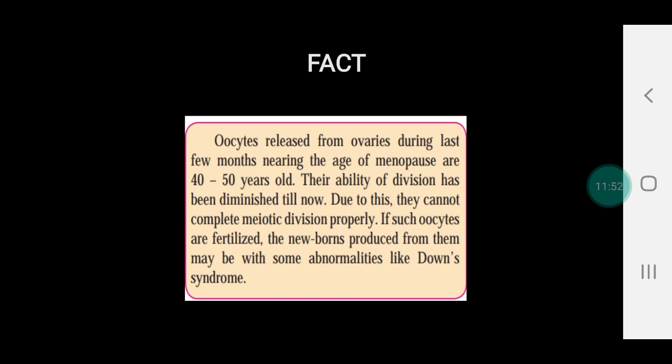So from the age of puberty up to menopause, that is from the age of 10 to 17 years to the age of 45 to 50 years, an ovum is released every month from the ovary. Out of 2 to 4 million ova, only 400 ova will be released up to the age of menopause, and the remaining will undergo degeneration. So this is how fertilization takes place in human beings.